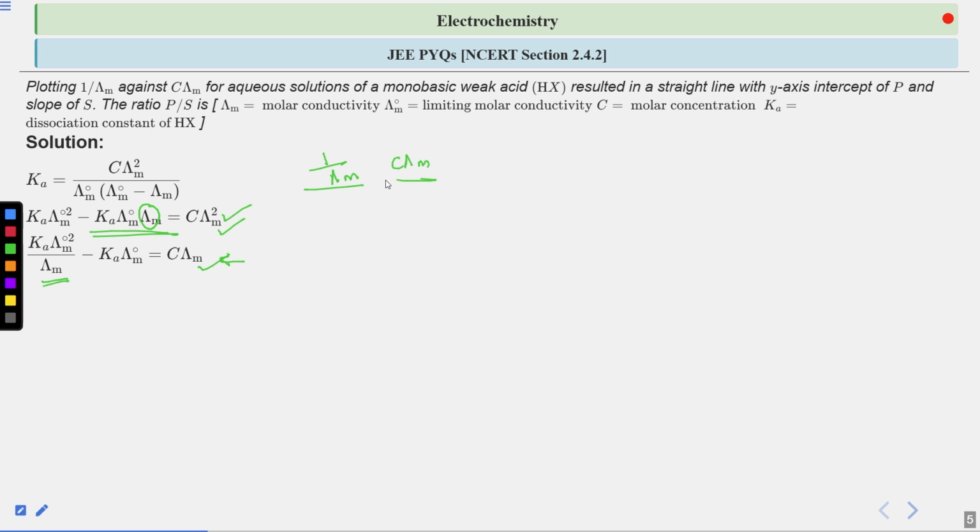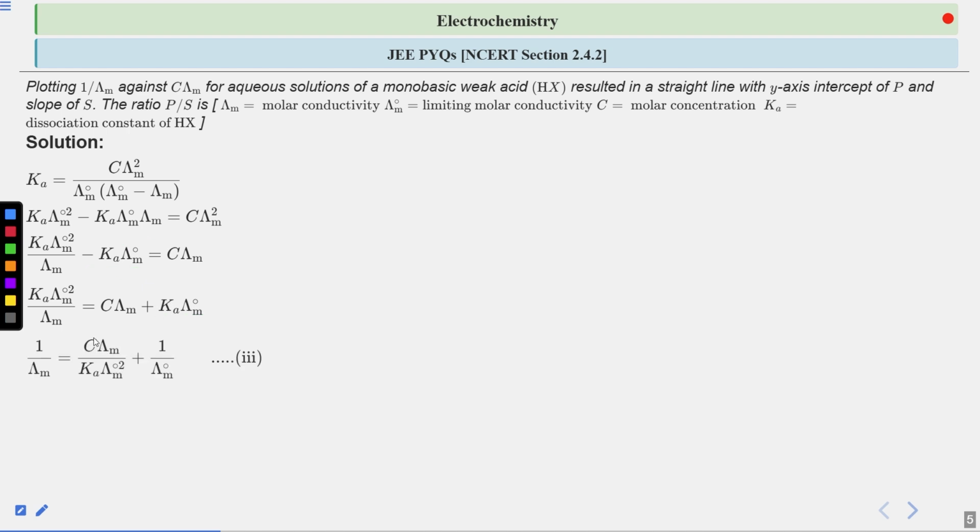We are considering our graph, right? So until we obtain these two as our x variable and y variable in a straight line equation, we will keep simplifying. When you simplify it more, it will become Ka lambda m naught square upon lambda m, minus Ka lambda naught m. You take it to the right hand side, it becomes positive. So C lambda m plus Ka lambda m naught.